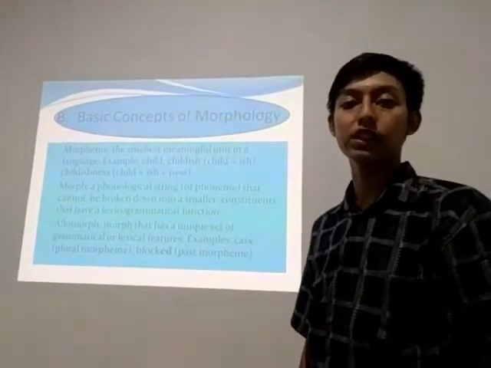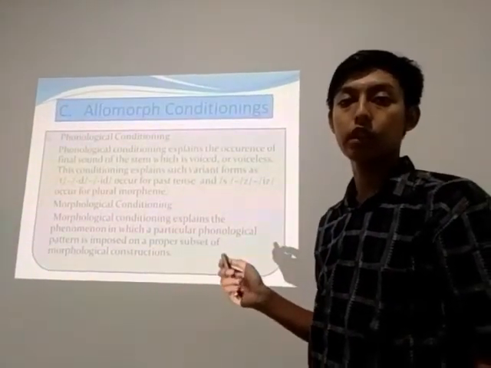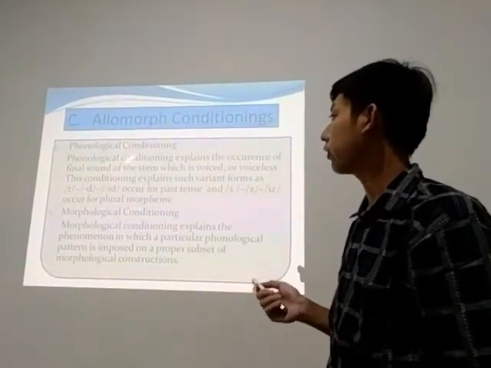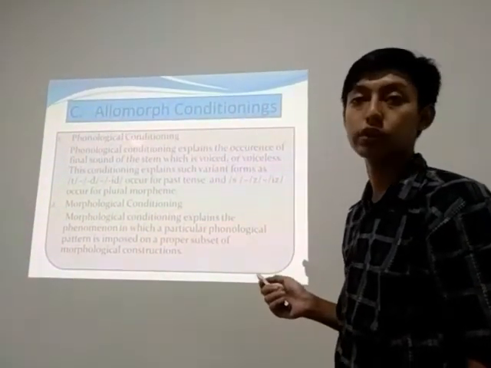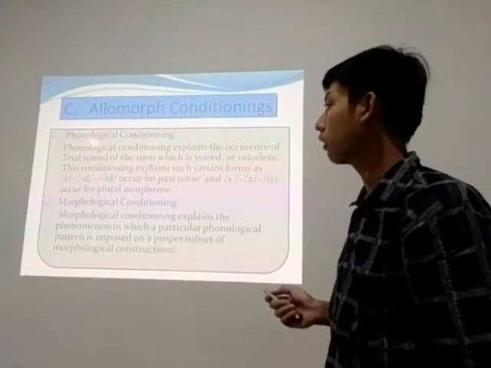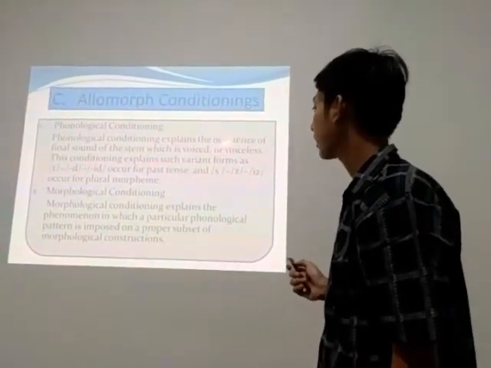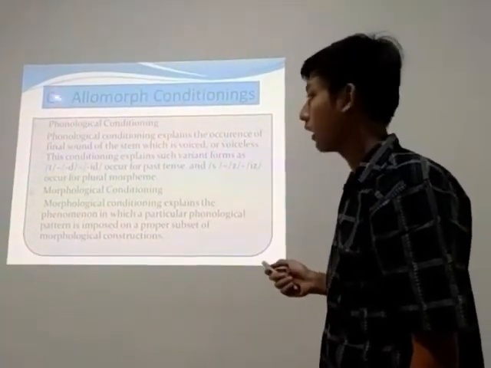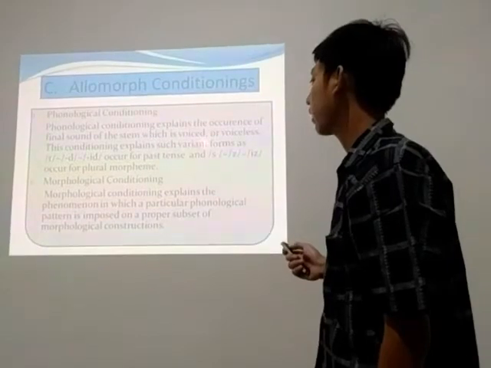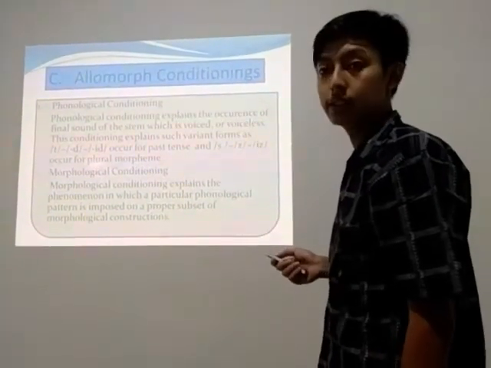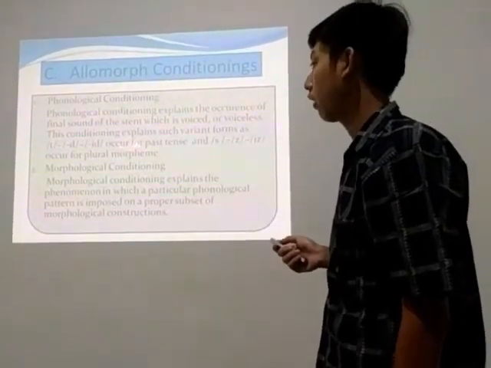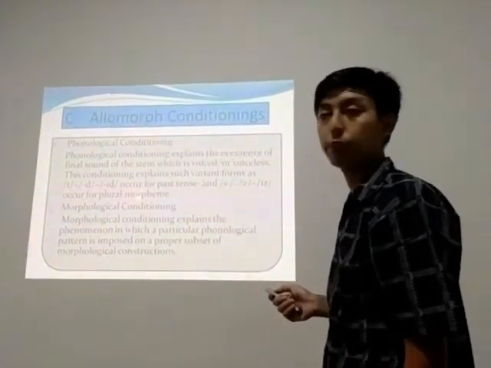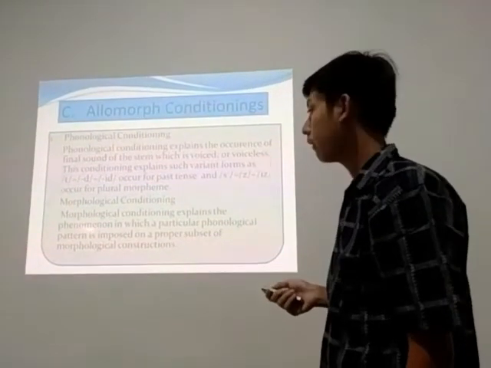After learning the basic concepts, let's talk about allomorph conditioning. In allomorph conditioning, there are two kinds of conditioning. They are phonological and morphological. Phonological conditioning explains the occurrence based on the final sound of the stem, which is voiced or voiceless. This conditioning explains such variant forms as t, d, or id occurring for past tense, and s, z, or iz occurring for the plural morpheme.